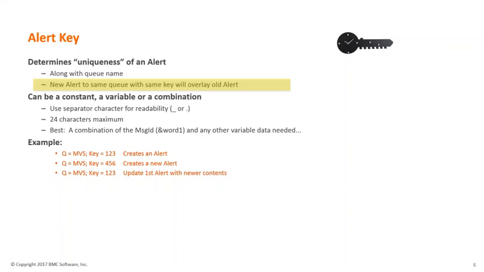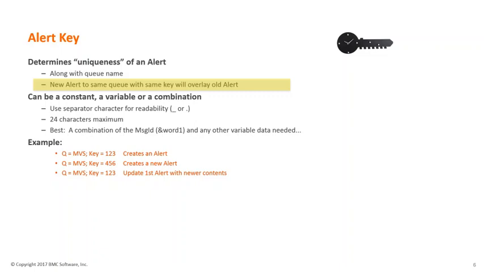When you begin working with alerts, it's important to have well-formed standards for the names of your queues as well as your alert keys themselves. The alert keys need to be unique within a queue name, and if you generate an alert that has the same key as a previous alert, it will overlay the previous alert.